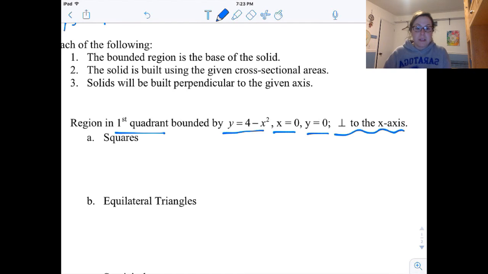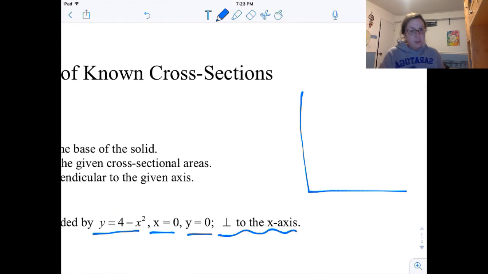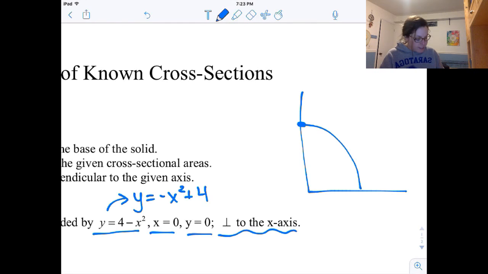The first thing I would do on something like this is sketch what that region looks like. First quadrant, so I'm only looking here. y equals 4 minus x squared. If this confuses you, rewrite it: y equals negative x squared plus 4. So it should have a y-intercept of 4, and it should be a sad parabola coming down. x equals 0 is the y-axis, y equals 0 is the x-axis, and we're going perpendicular to the x-axis. So this is what my region looks like, right there. That's the base of this solid. Any cross-section we put on top of this, we are putting on that base.